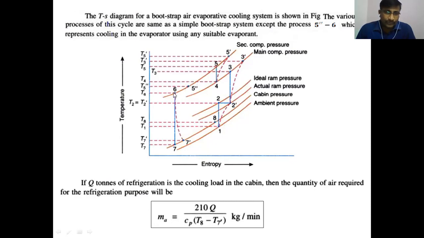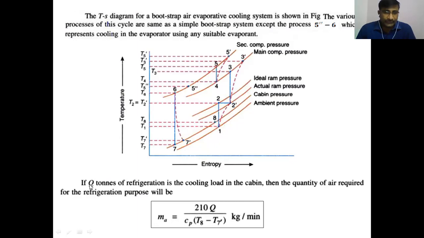And this is the cooling process in the evaporator, or evaporative vessel. This is the expansion in the cooling turbine, the actual expansion in the cooling turbine. From this point, the air enters the cabin, in which it absorbs heat. By absorbing the heat, the air temperature again rises from 7 to 8. From 8, the air is sent to the atmosphere.